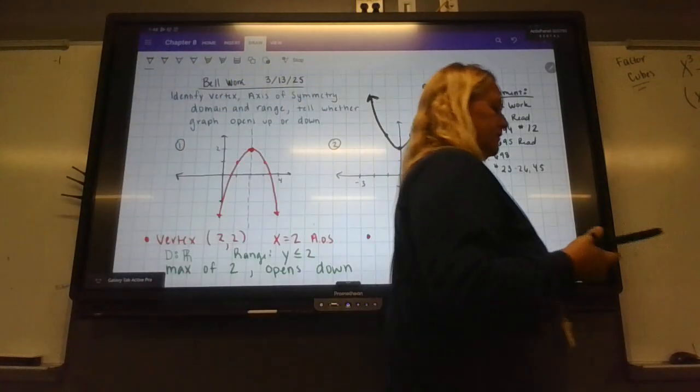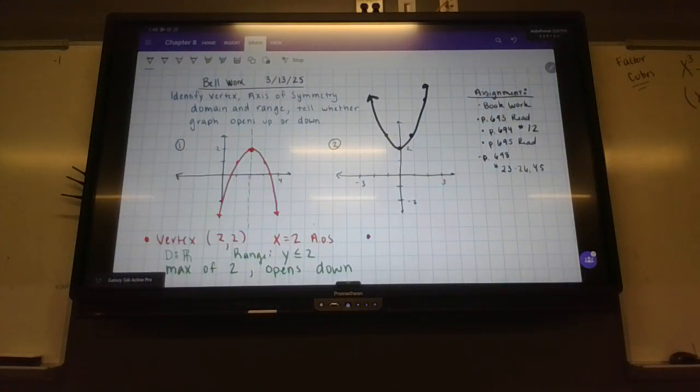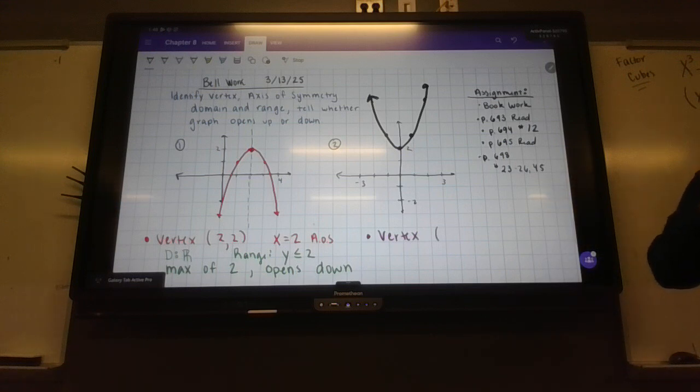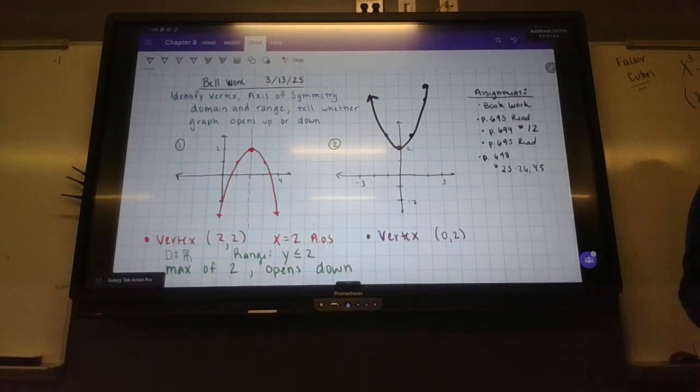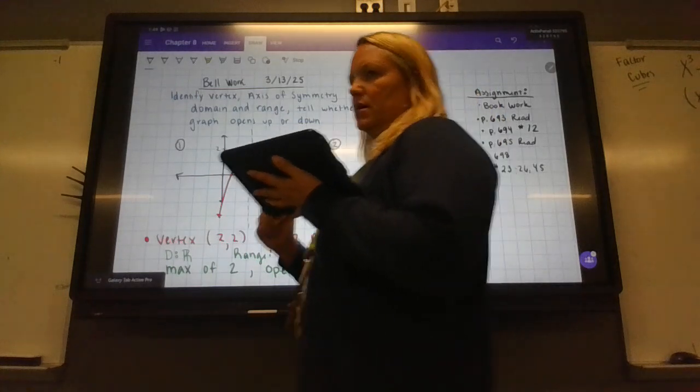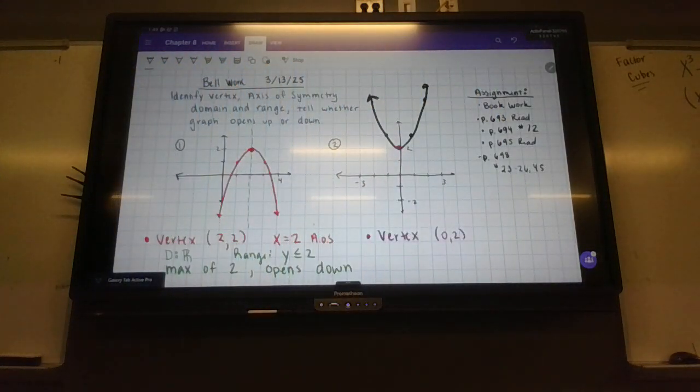Hey, Brianna, what's the vertex number 2? 0, 2. Right there. All right. And Vladimir already told us the axis of symmetry. Here it is. Dash line. X equals 0 is your axis of symmetry. All right. The domain is all real numbers.